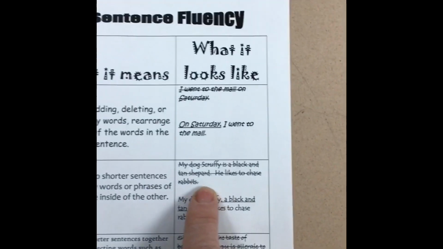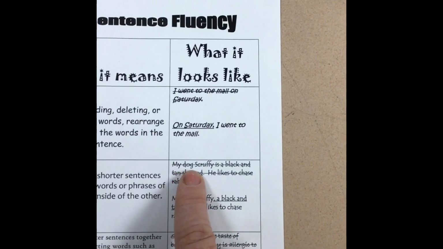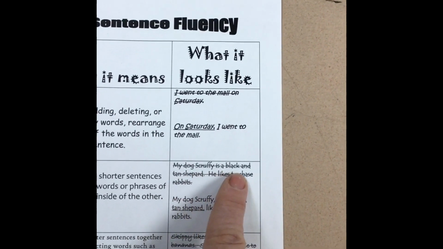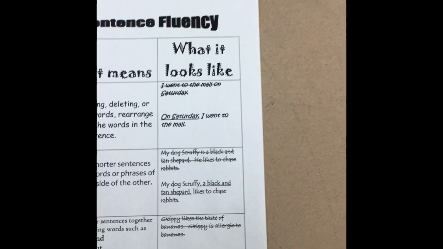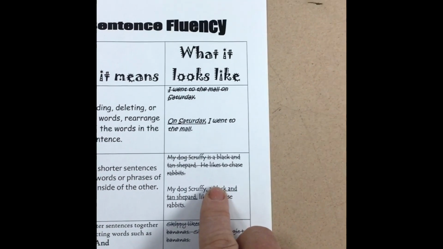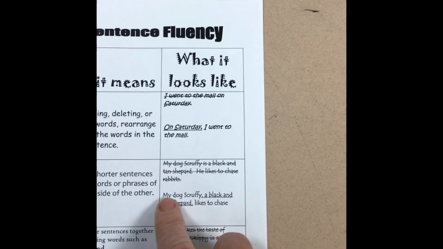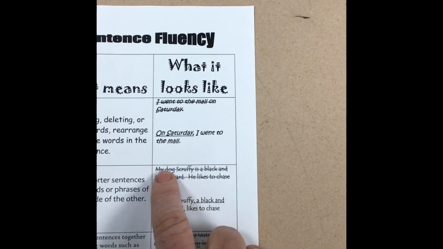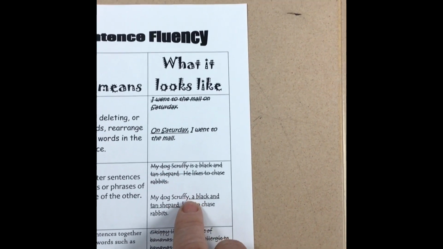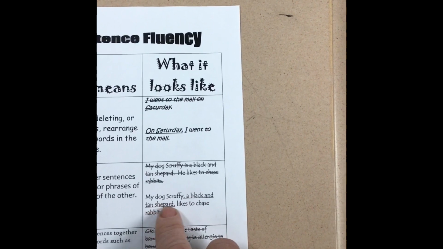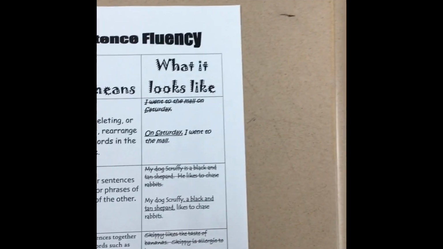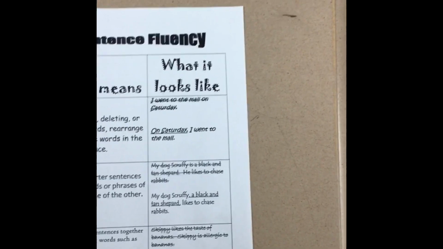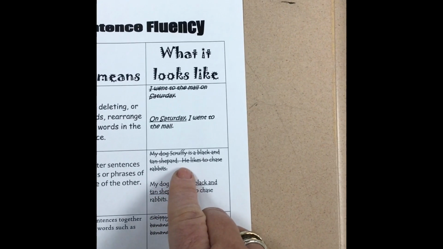Let's take a look at this. The original sentence reads, "My dog Scruffy is a black and tan shepherd. He likes to chase rabbits." They combined this, and you use commas with an appositive, and they wrote, "My dog Scruffy," okay, that came from the original sentence. Then they put a comma, "a black and tan shepherd," and then put another comma, "likes to chase rabbits." This is definitely much more sophisticated than the 2 short sentences up here.